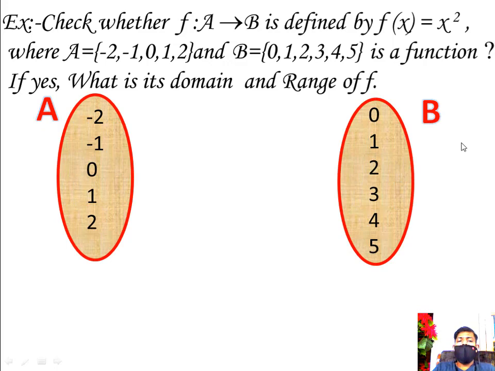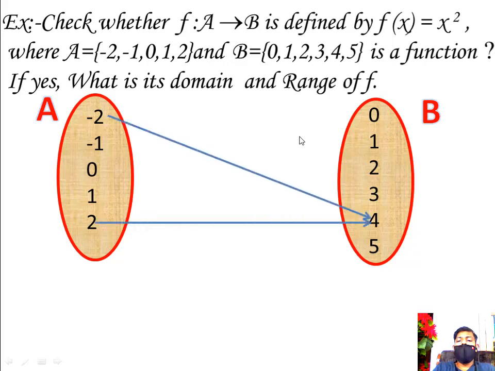How can we find the image of the domain values? By the function defined as f of x equal to x square. If you put x equal to minus 2, we get f of minus 2 equal to minus 2 all square, that is equal to plus 4. And if you put x equal to 2, f of 2 is equal to 2 square, that is again equal to plus 4. So the image of minus 2 and 2 is equal to plus 4.